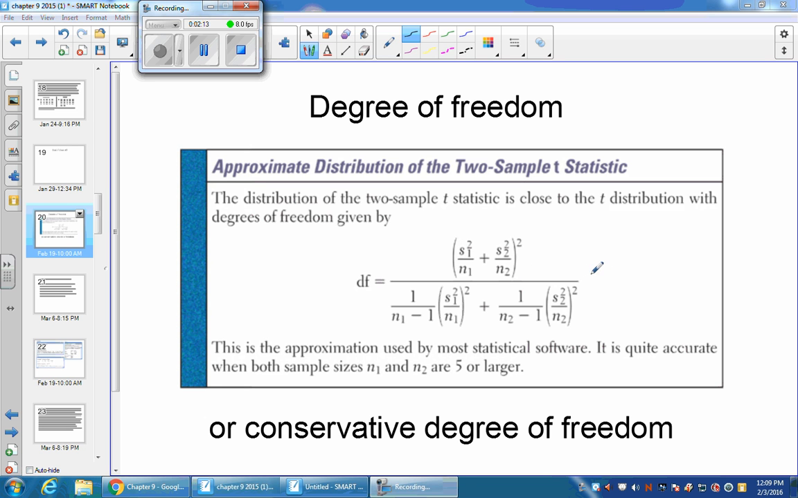However, we will never, ever have to figure this out. This is for computers and calculators to figure out, not us. Now, this is quite accurate as long as the sample sizes are both 5 and larger. That's what we use for degrees of freedom. Otherwise, we would use that conservative degrees of freedom.